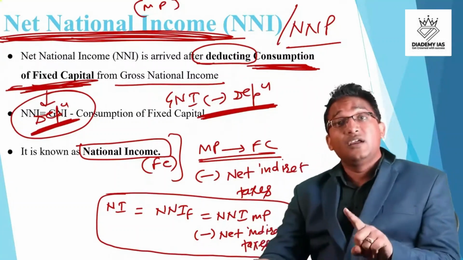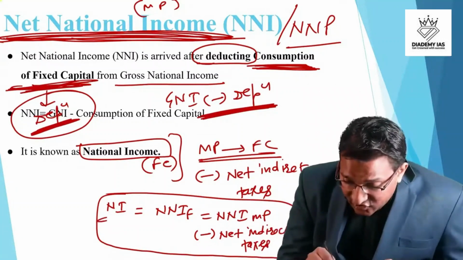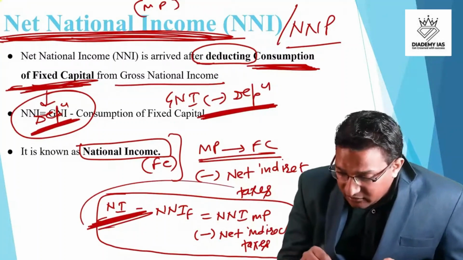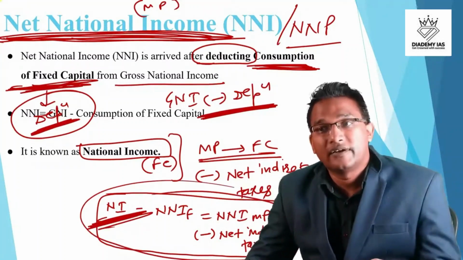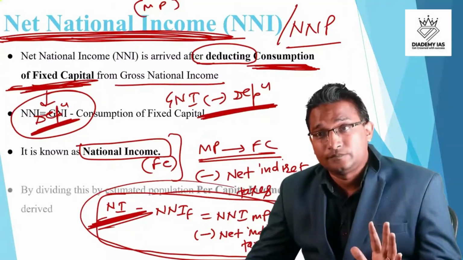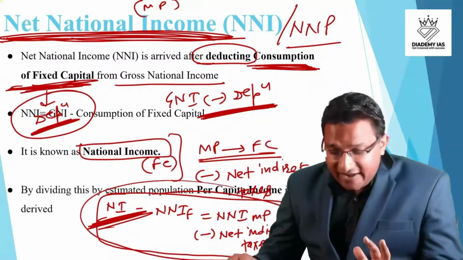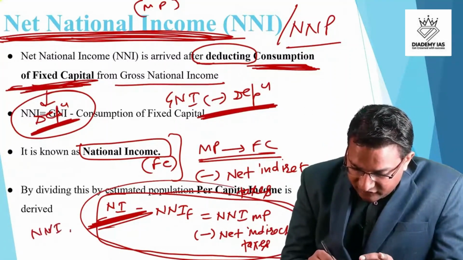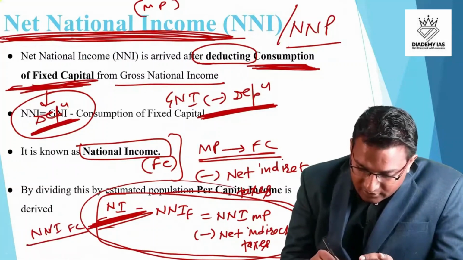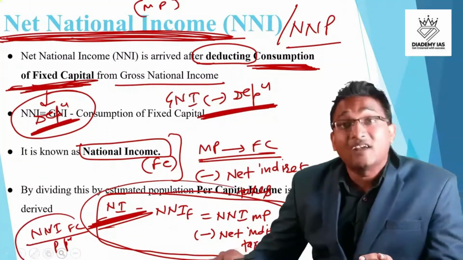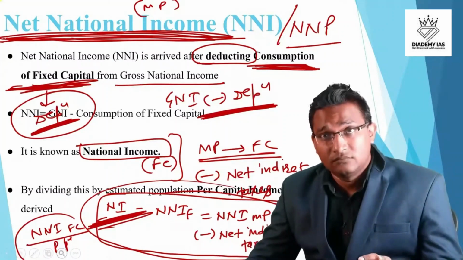So in the economic survey, if you find this term national income, this will mean this thing. So national income is exactly this thing. When we divide this NNI at factor cost by the estimated population, we get what? We get per capita income or per citizen income, right?